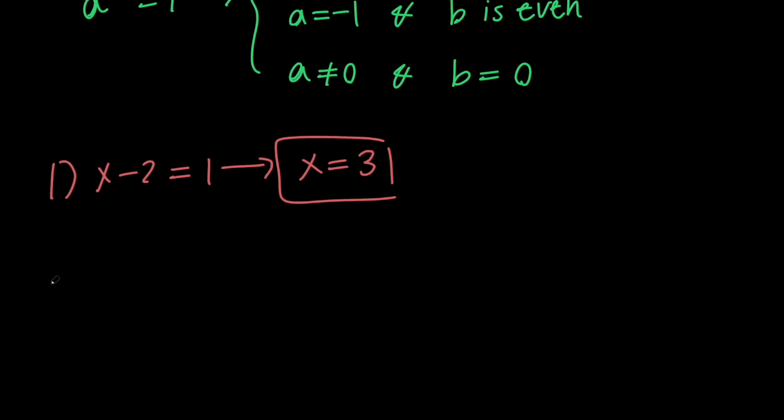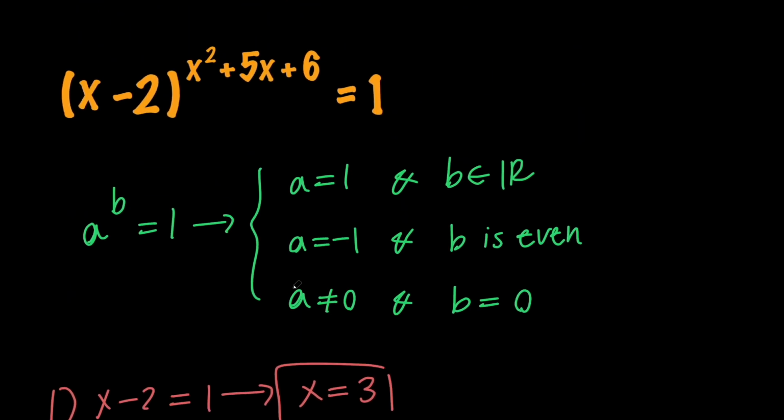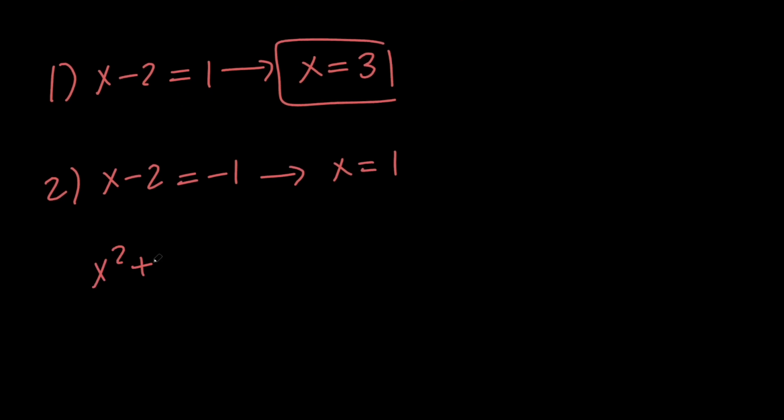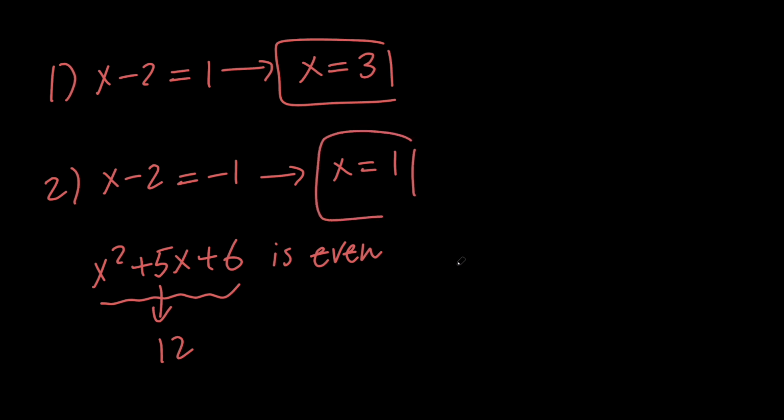In the second case, we want x minus 2 to be -1, and we want the power, which is x squared plus 5x plus 6, to be even, right? So from this, we're going to get x equals 1. And notice that we want x squared plus 5x plus 6 to be even. For x equals 1, this is going to be 12, because 1 plus 5 plus 6 is 12. So if x equals 1, our power is 12, and 12 is even. So that means that x equals 1 is a valid solution as well.